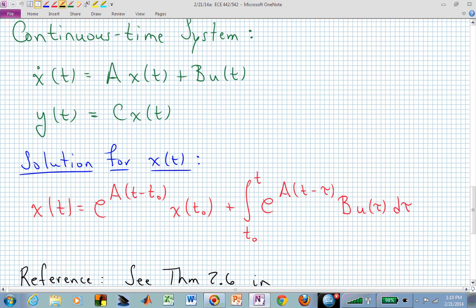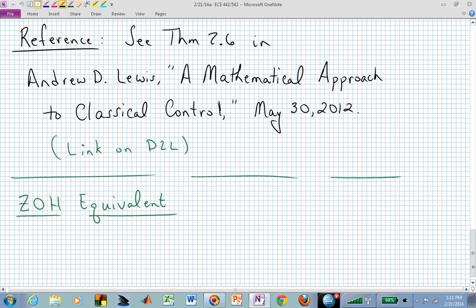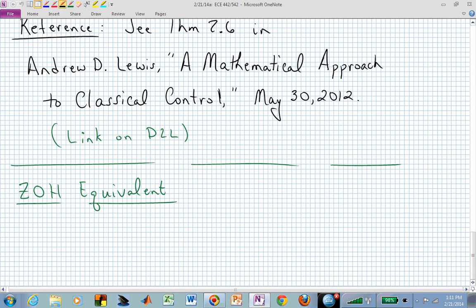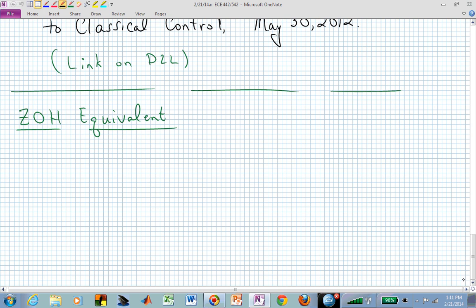If you want y, the output, then you simply have to multiply or linearly combine the states x of t by this output matrix C. Let's now move forward with deriving the discrete time version in a state space setting based on this original continuous time state space representation. Here's now the derivation of the zero order hold equivalent.